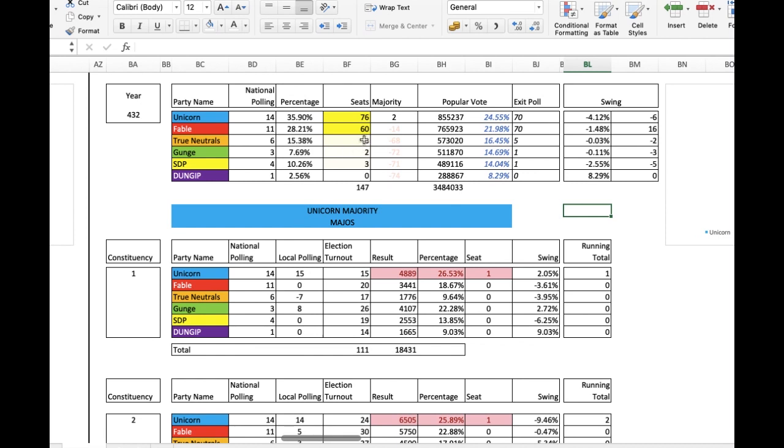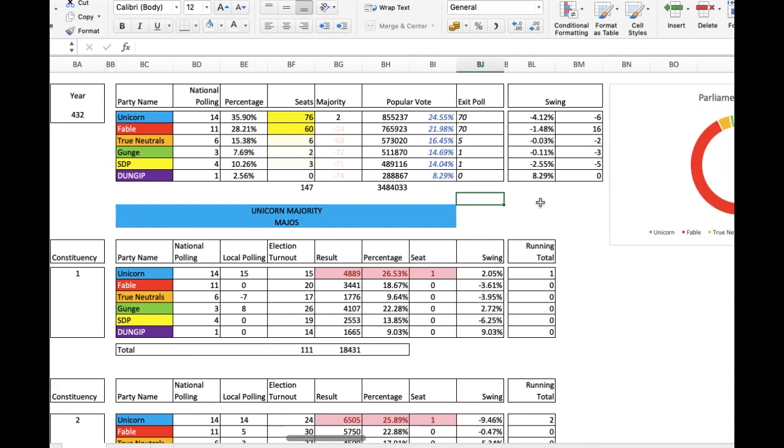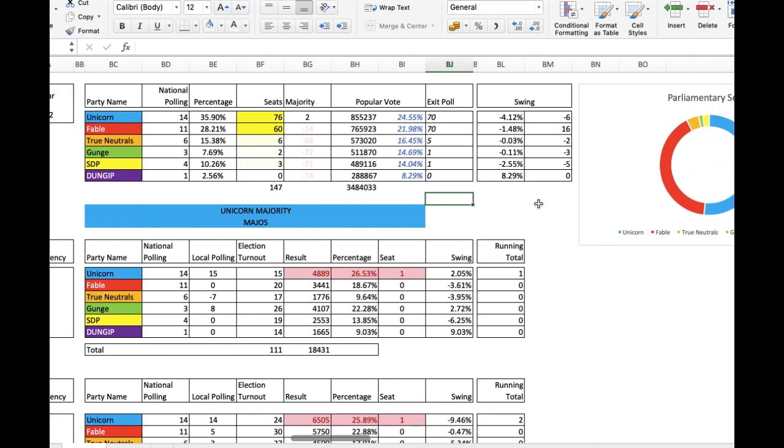Interestingly enough, and this parallels real life parliamentary democracy, the popular vote puts Unicorn with 24.5% of the vote and 100% of the power. Isn't that how it usually goes? With the SDP, Gunge and True Neutrals all around 15-ish, but with True Neutrals the only ones getting a significant number of seats, although that's only 5. But yeah, as you can see, the swing is starting to turn away from Unicorn at this point.